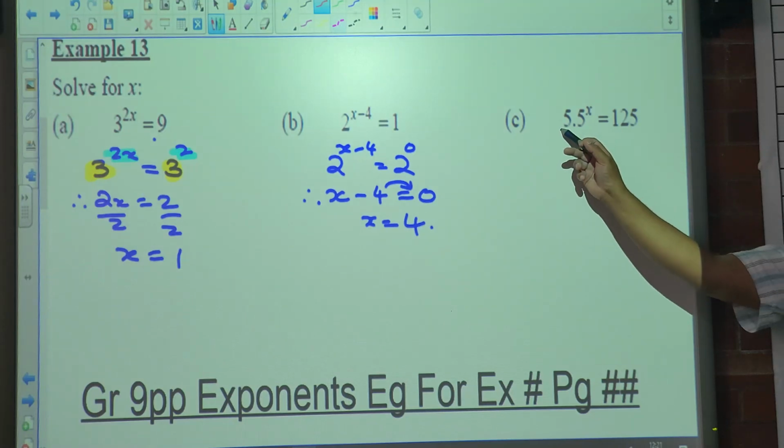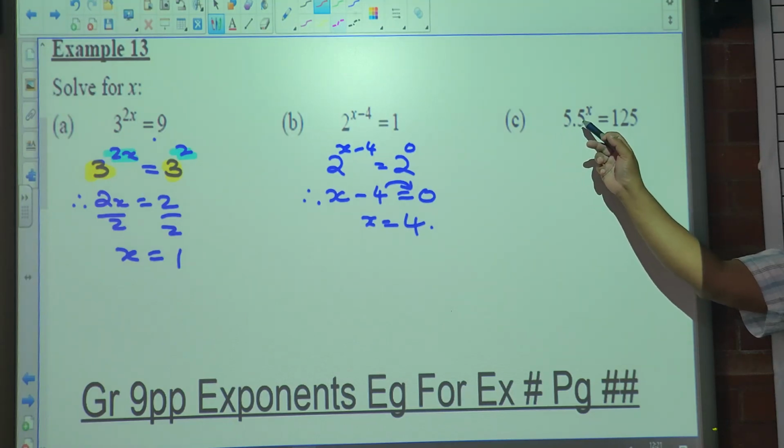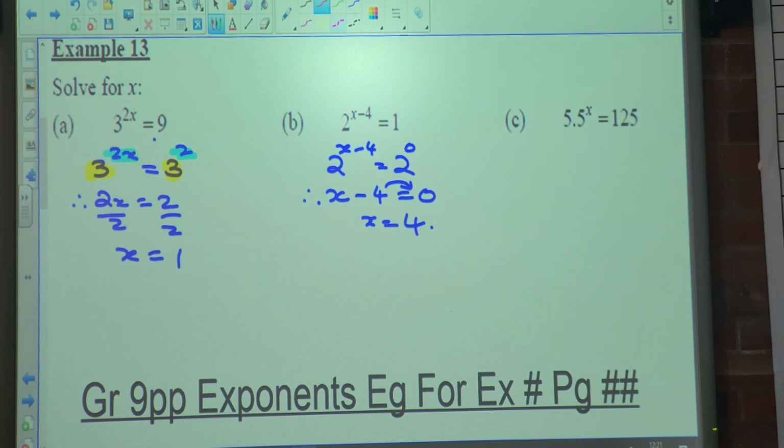Right, C. This is 5 multiplied by 5 to the x equal to 125. So what do I do first?